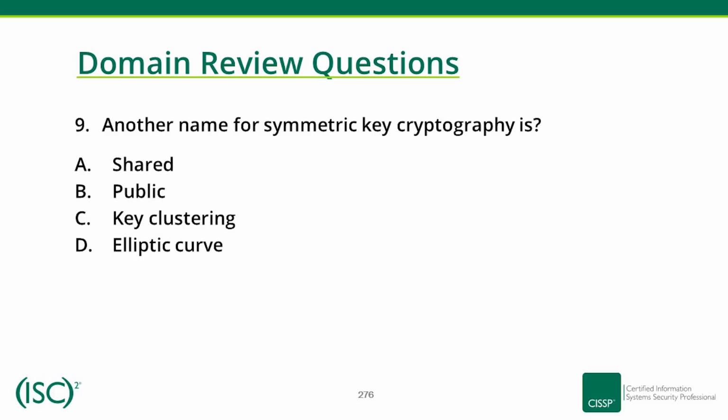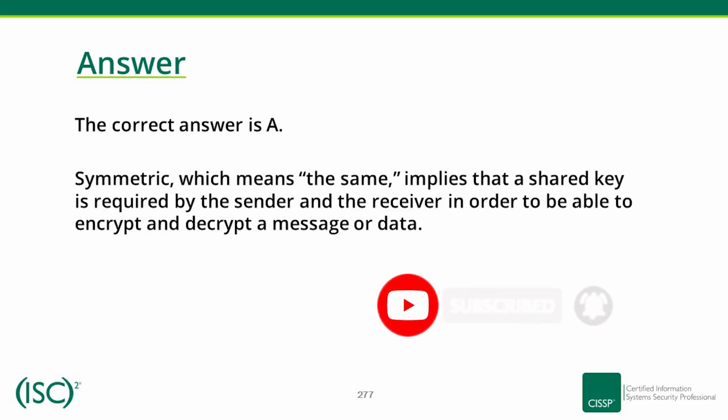9. Another name for symmetric key cryptography is A. Shared. B. Public. C. Key clustering. D. Elliptic curve. The correct answer is A. Symmetric, which means the same, implies that a shared key is required by the sender and the receiver in order to be able to encrypt and decrypt a message or data.